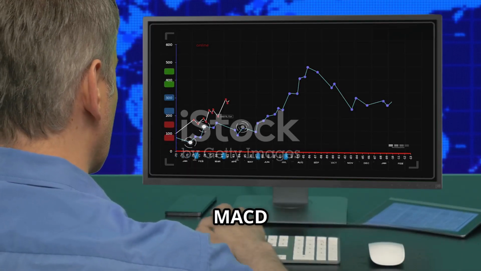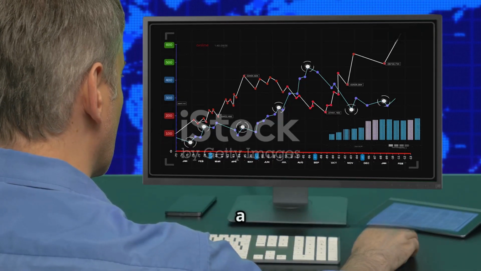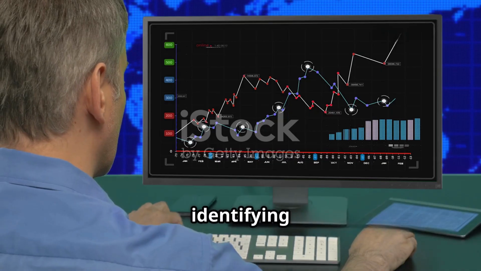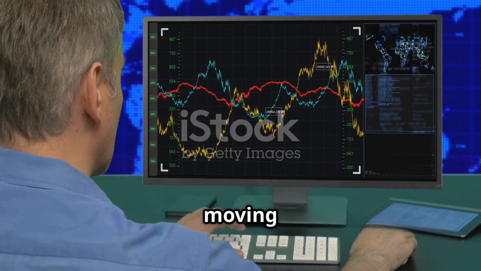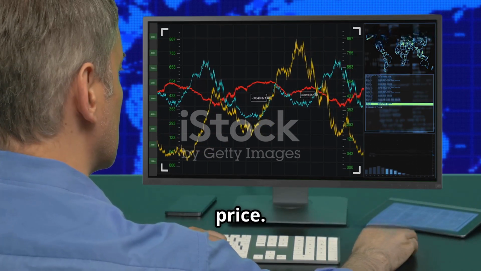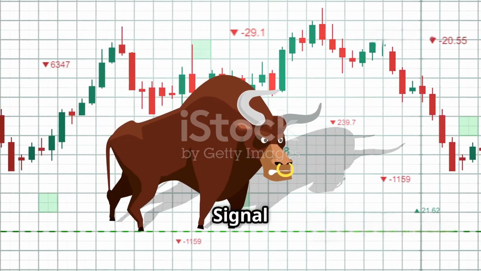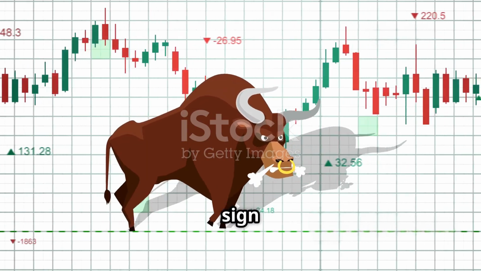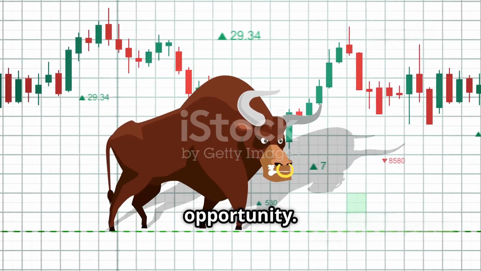Crossovers are key for MACD traders. The moving average convergence divergence, or MACD, is a popular tool among traders for identifying potential buy and sell signals. It's based on the relationship between two moving averages of a security's price. A bullish crossover occurs when the MACD line crosses above the signal line. This is often seen as a sign that the stock's momentum is shifting upwards, indicating a potential buying opportunity.